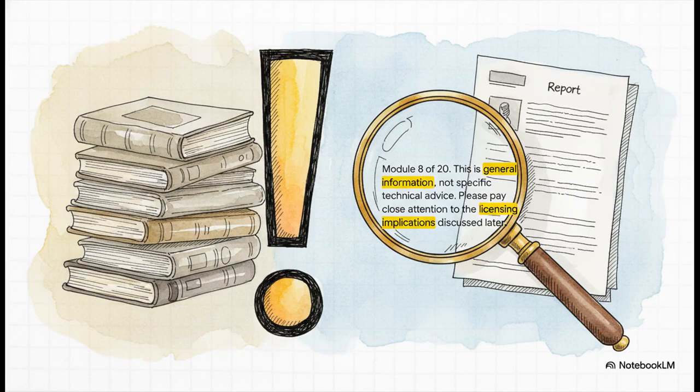Okay, before we really jump in, we've got to cover some important ground rules here. This is Module 8 of a much larger 20-part series that's based on a really deep report. So think of this as general information to get you started, not specific financial or legal advice. And I really want to call this out. Licensing is a huge, complex topic. We're going to touch on it today, but pay very close attention because we'll dive even deeper in Module 14.